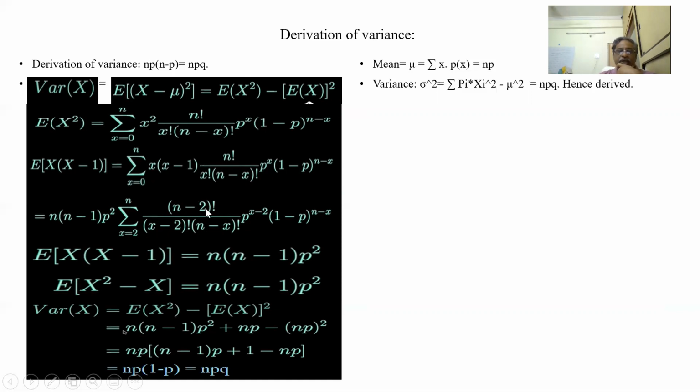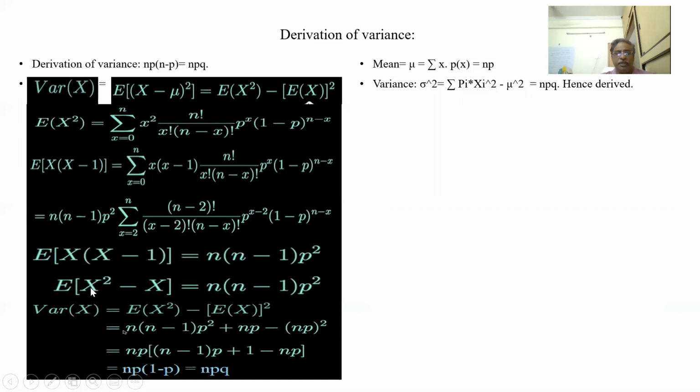So (n-2)!, (x-2)!, (n-2)-(x-2), (s-x)!, p to the power of r, q to the power of n minus r. So this is my standard sum from x equals 0 to n. This sigma becomes the sigma of all probabilities, that is 1. So E[x(x-1)] is equal to n(n-1)p squared.